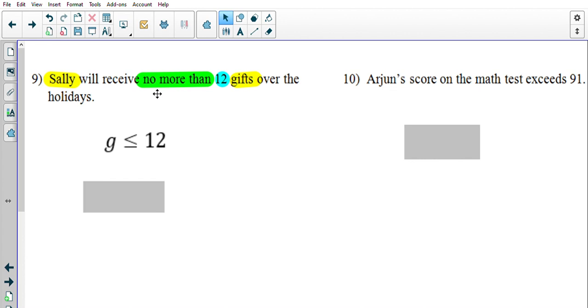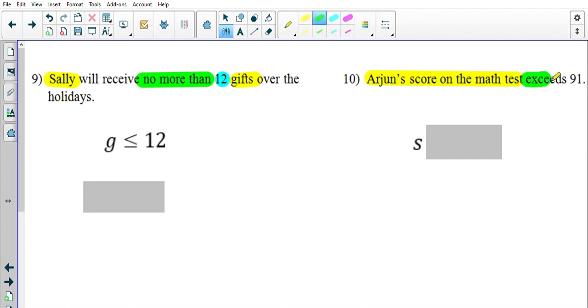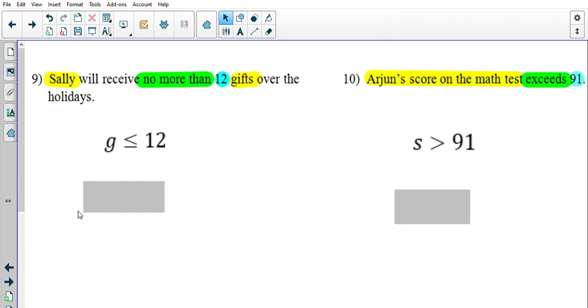Number 10, Arjun's score on the math test exceeds 91. So our unknown in this case is Arjun's score on the math test. So we're going to choose the variable s to represent his score. Exceeds represents our inequality, and exceeds is greater than, and of course we have the number 91 following that. So his score has to be greater than 91.